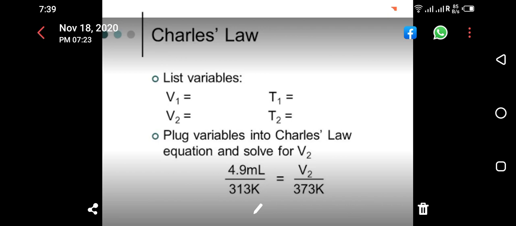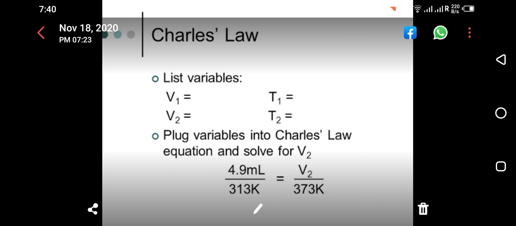This is Charles's law. List variables. If volumes are V1 and V2, and temperatures are T1, T2. Plug variables into Charles's law equation and solve for V2. If V2 is unknown, then volume V1 is 4.9 ml, V1 upon T1. So T1 is 313 Kelvin.